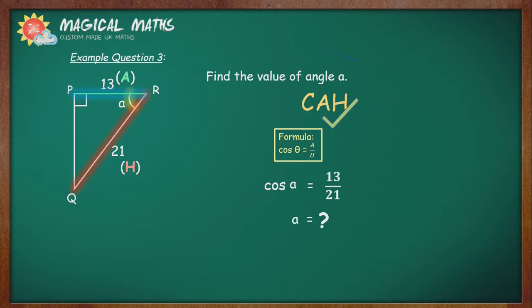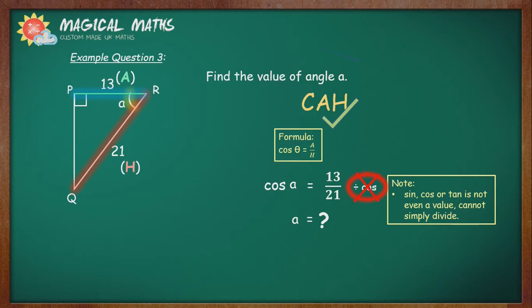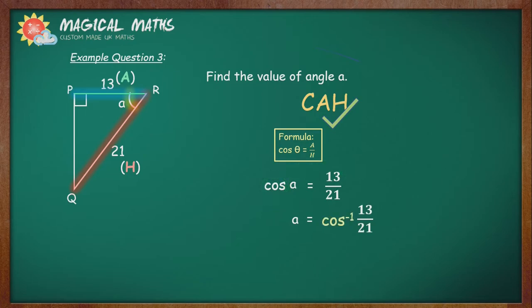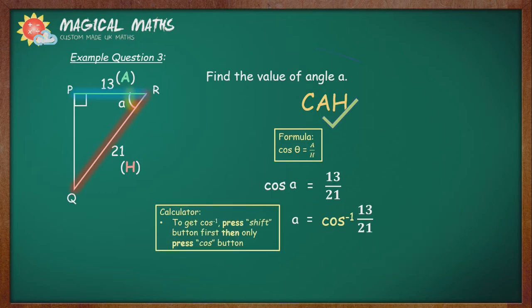Well, some students told me, oh, just like algebra, we can move the cos to the other side. When cos is multiplied by A on the left side, we do the opposite, we divide by cos. If you proceed to press the calculator this way, you will get nothing, because we don't have such a thing called divide by cos. So, instead of divide by cos, we have this thingy. You can call it cos minus 1, cos inverse or arc cos, any one you like. Just press the shift button on your calculator, then press the cos button, followed by 13 over 21. That's all. And finally, A will be 51.75.